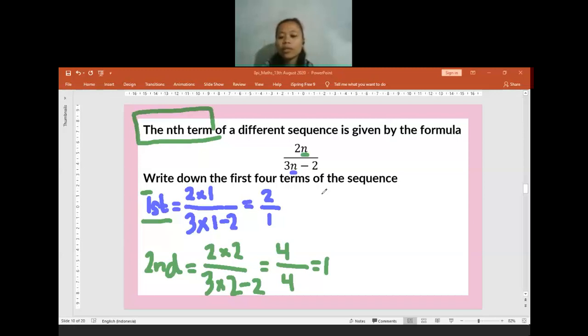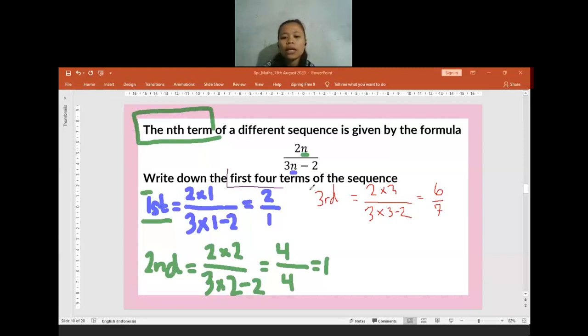For the third term, we will replace the letter n with the number 3. So it will be 2 times 3 divided by 3 times 3 minus 2. How much will it be? Anyone want to help me? 6 out of 7. Okay, is there anyone who is confused? No? Okay. If no one has any confusion, I will move to the fourth term.